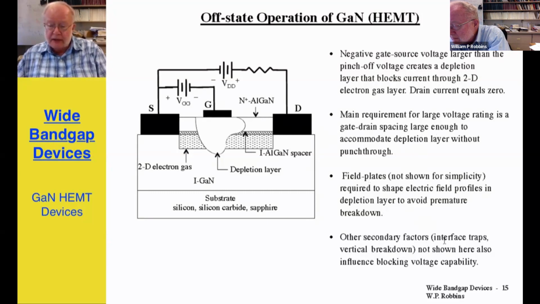There are other secondary factors like interface traps and the possibility of vertical breakdown between the drain and the substrate if the substrate is grounded, as the source might be, but that can also affect and lower the breakdown voltage capability. But this is getting into details that are beyond the scope of this particular presentation.